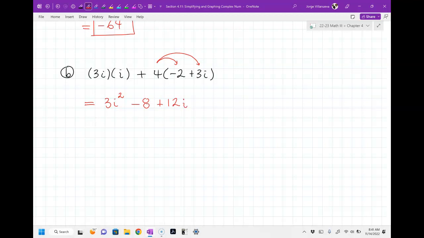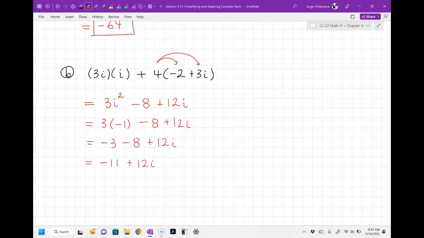All right, I'm pretty much done, but there's one thing I have to change. What has to be fixed? The i squared becomes a what? What is i squared? Not a 1, a -1, right? So this is 3 times -1 minus 8 plus 12i. So that's -3 minus 8 plus 12i. And -3 minus 8, that's -11 plus 12i.